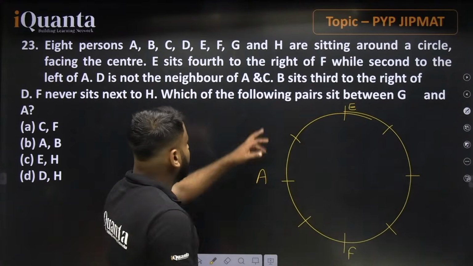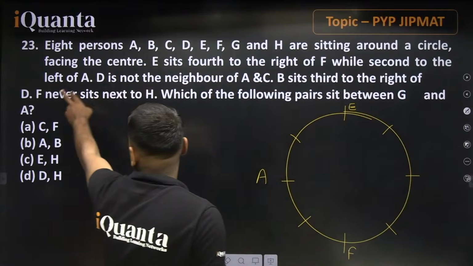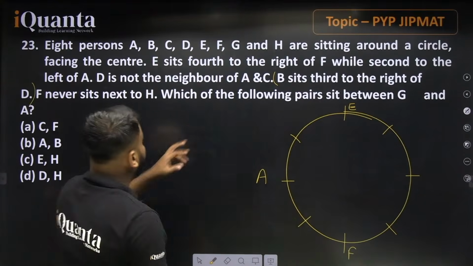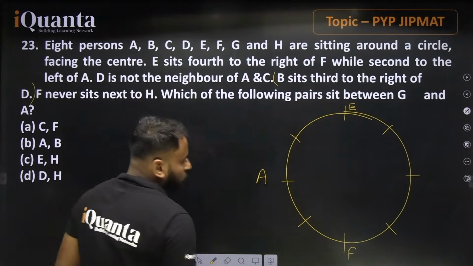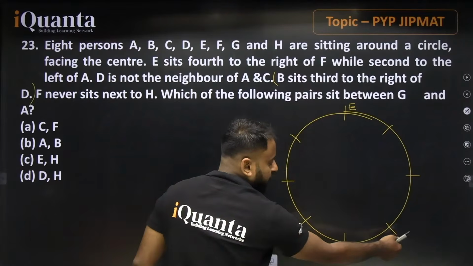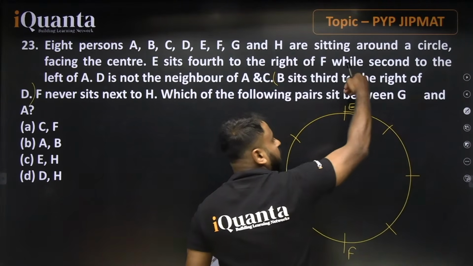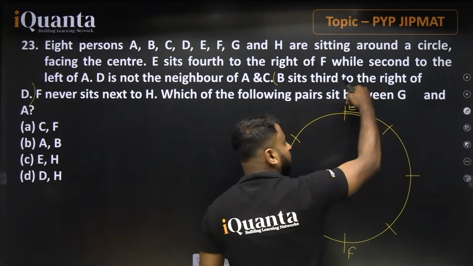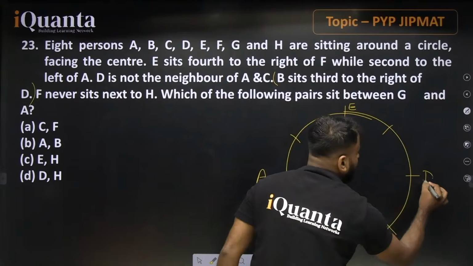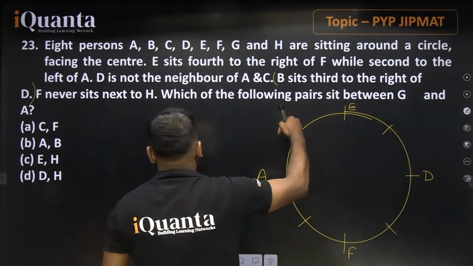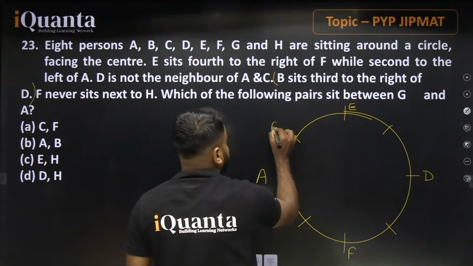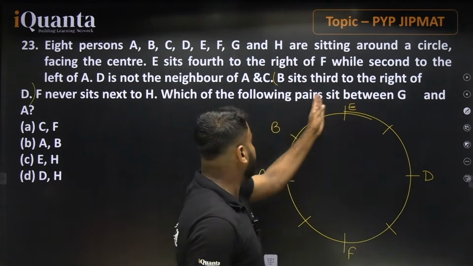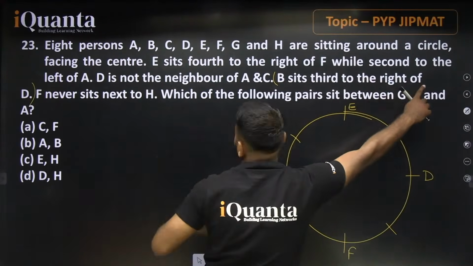Now see what says B sits third to the right of D. Beta, remember this statement is very crucial, very important. The statement says that B sits third to the right of D. So if D will be at this place, first right, second right, third right is occupied. If D is at this place, first right, second right, third right is occupied. If we place D over here, first right, second right, third right, and who is at third right? B. So this is the place of B. So the statement says B sits third to the right of D.